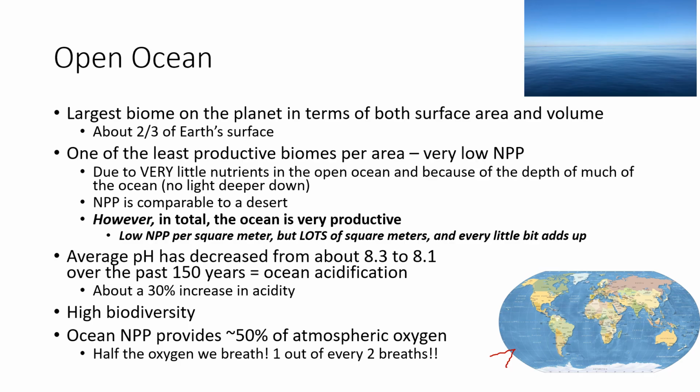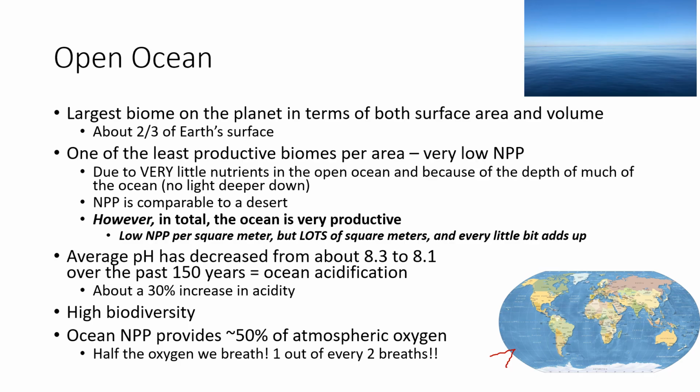Okay, so think about it this way. If you have a dollar versus 1,000 pennies, all those tiny little pennies add up. In this case, all of those tiny little square meters add up. And I would rather have 1,000 pennies than $1, if you know what I mean, right? $10 versus $1. So in total, the open ocean is very productive. The net primary productivity per square meter is very low, but each one of those tiny little square meters adds up to be a whole lot.